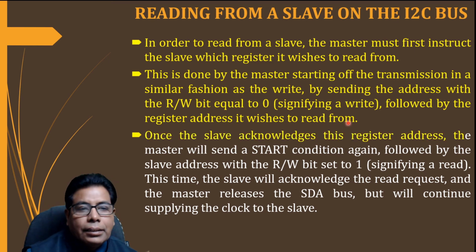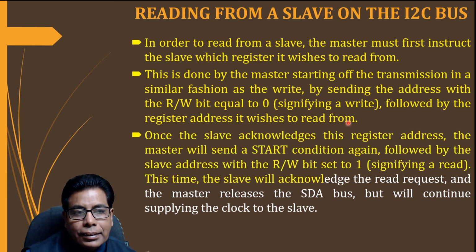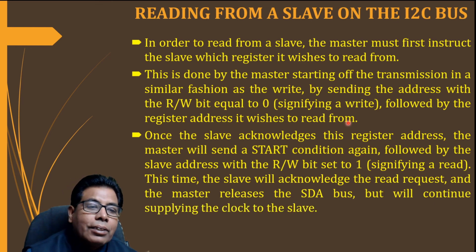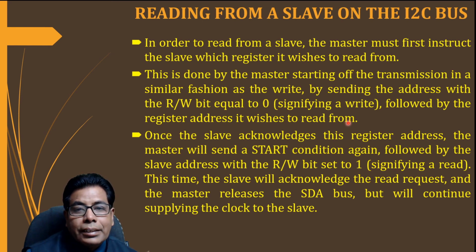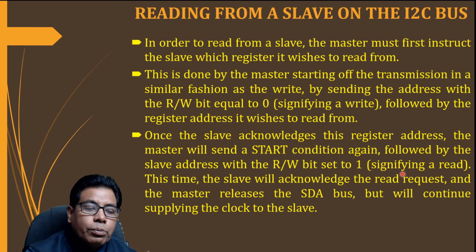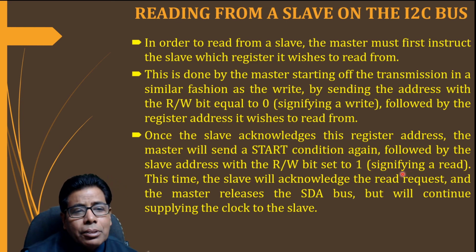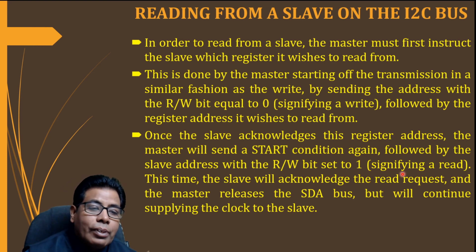So once the slave acknowledges this register address, the master will send the start condition again, followed by the slave address with RW bit set to 1. So that is for the read operation. So that will be signifying the read operation. Now this time the slave will acknowledge the read request and the master releases the SDA bus, but will continue supplying the clock to the slave. It will simply supply the clock and the slave will send the data.